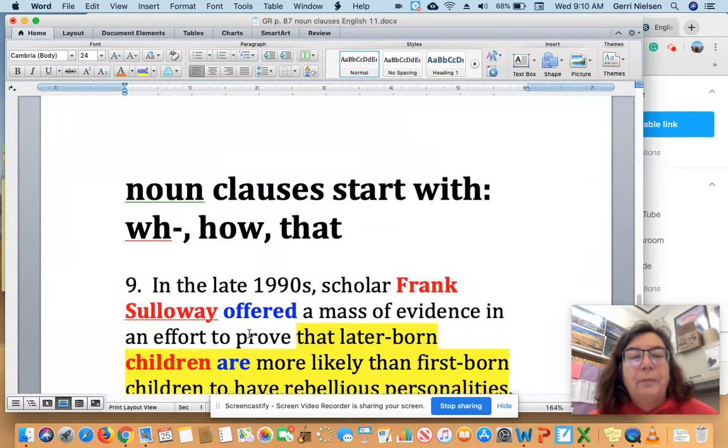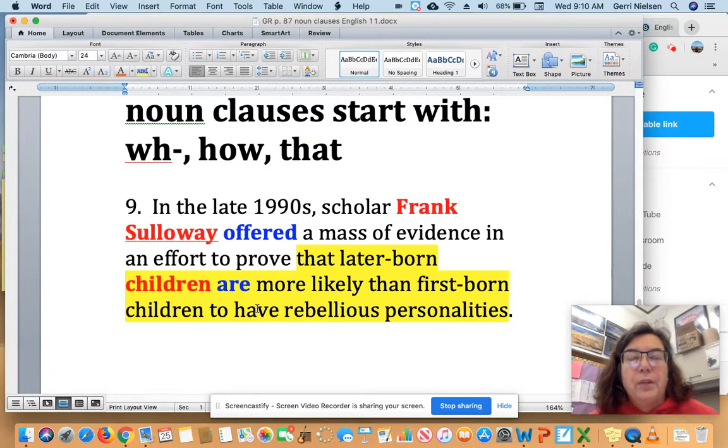Number 9. Looking for WH, how and that words to start our dependent clause. Here's that right here. We've got a subject, we've got a verb. That is definitely a dependent clause. At the beginning, we have a prepositional phrase to start us out, in the late 1990s. Then we've got a subject, scholar Frank Sulloway. What did he do? He offered. What did he offer? A mass of evidence. There's our direct object.